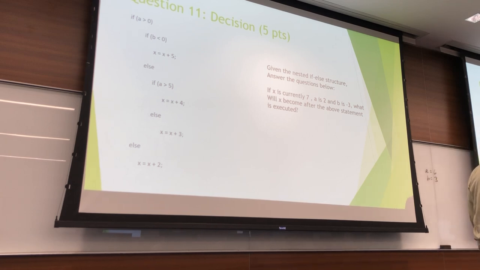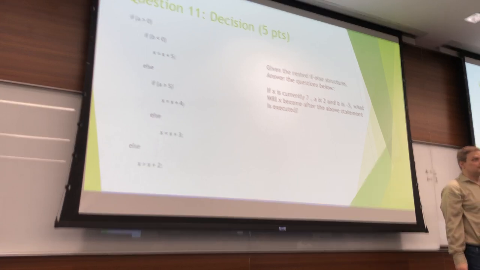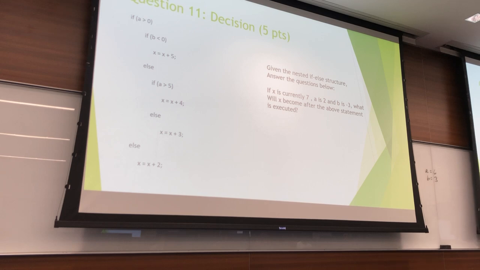Is a greater than 0? Yes. Is b less than 0? No. So we ignore this statement, but we enter all of this, right? Is a greater than 5? Yes. So we do this and ignore this. So we add 4 and we get 11. We do this one, we ignore this one. 6 plus 4? a is 6. Oh, my bad. That's okay. Are we good?